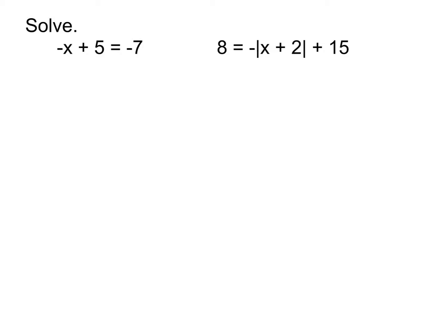So next up, we're going to be looking at solving equations that involve a negative in them. And so we're going to solve these two equations together. So go ahead and write down the first one, the negative x plus 5 equals negative 7.